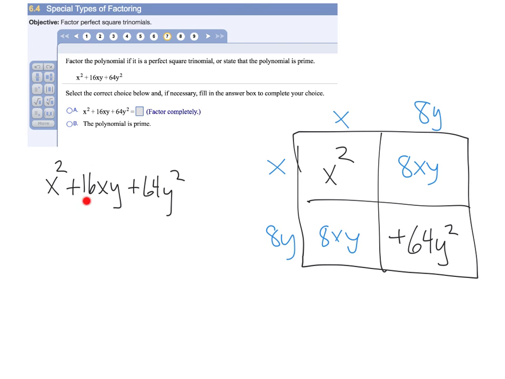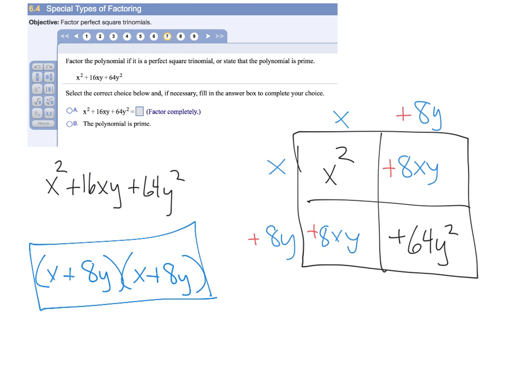And I want it to be positive 16xy. So how do I get that? Well, both of those have to be positives, which makes this a positive 8y and that a positive 8y. So our factors over here become x plus 8y times x plus 8y. And there are our factors.